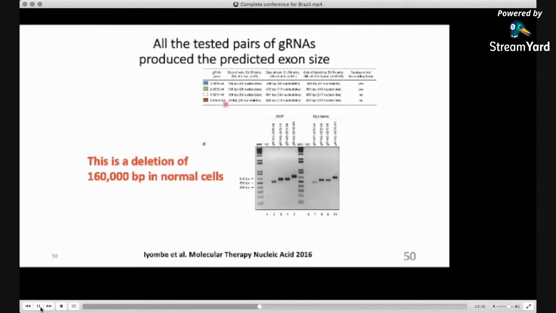We have thus tested various pairs of guide RNA: one guide RNA cutting in exon 50, and the other guide RNA cutting in exon 54. This produced a hybrid exon 50-54 that had the predicted size. Note that when we are doing cuts in exon 50 and in exon 54 in a normal dystrophin gene, we are deleting 160,000 base pairs, and despite that, the junction between exon 50 and 54 is of the size predicted.